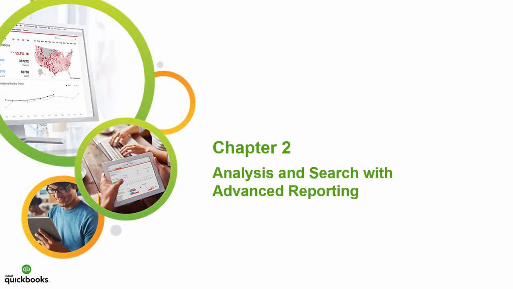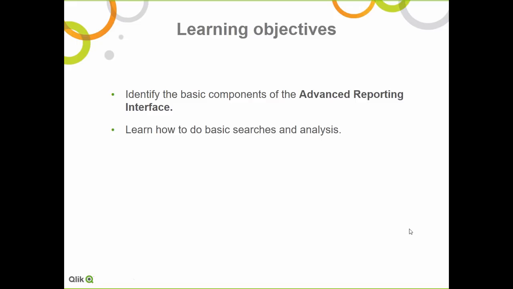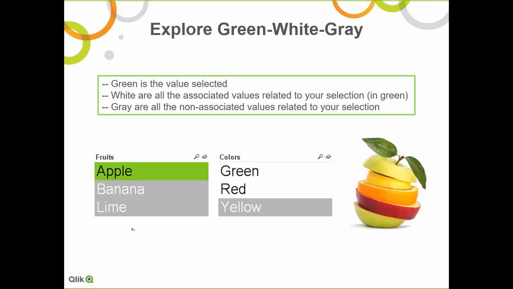Hello, we're starting Chapter 2 now with Analysis and Search in the Advanced Reporting Interface. We're going to learn to use several search techniques for this chapter. First of all, we'll explore how we use the green, white, and gray concept in the Advanced Reporting tool. It's very valuable to understand that for the purpose of analysis.